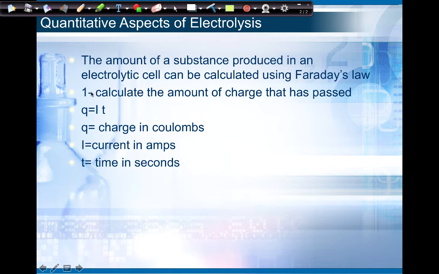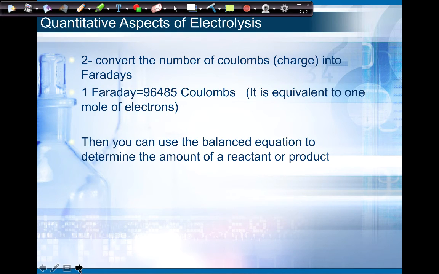So we're going to be looking at this reaction right here, and then the rest of it will be doing conversions between Faradays, moles of electrons, and any other substance that might be present in the reaction. So anytime that we're looking at these problems, we're probably going to be looking at that equation. Coulomb, or charge, is equal to current times time. And then after that, you will be doing conversions. So the number of coulombs can be converted into Faradays because 1 Faraday is equal to this many coulombs. This is also equivalent to 1 mole of electrons.